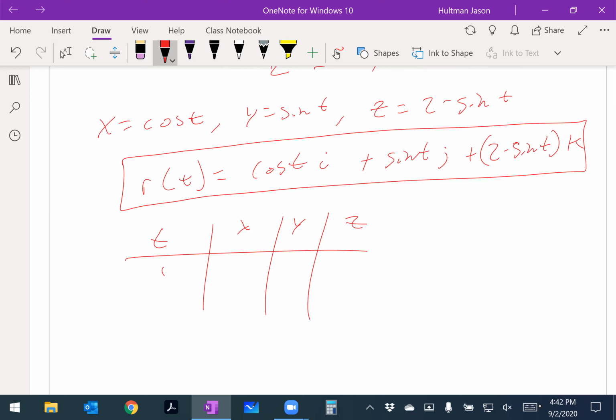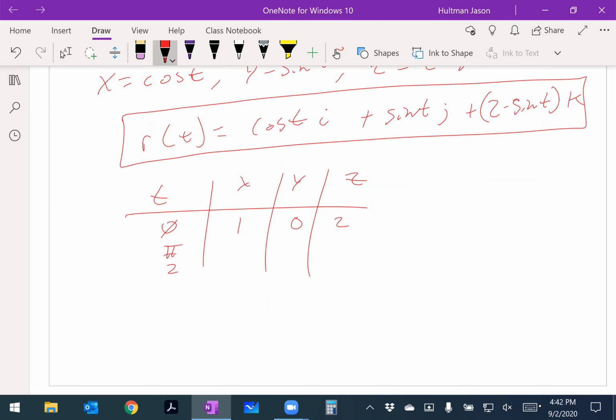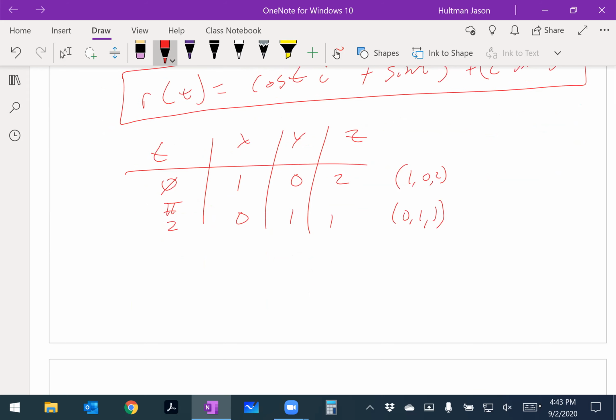Okay, so let's plug in 0 for t. What's x going to be? Well, that's 1. y is 0, and z is 2, because the sine of 0 is 0, so 2 minus 0 is 2. Okay. What about pi over 2? This would be 0, 1, and 2 minus 1, which is 1. So this becomes 0, 1, 1.